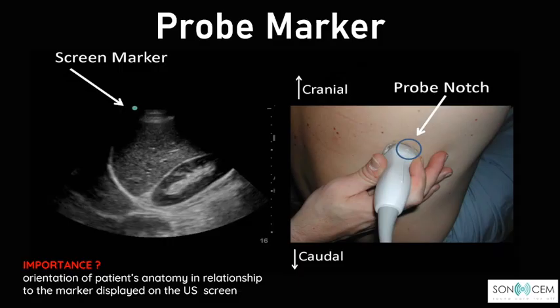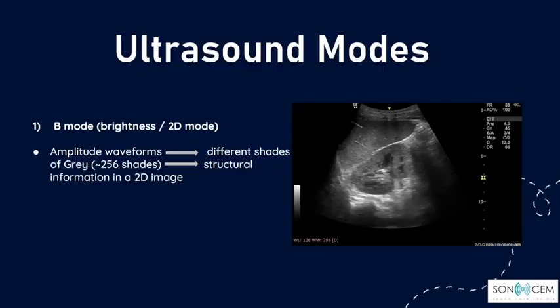Talking about the probe, one should not forget about the probe marker. The probe marker will be present at the side of the transducer, marked as a notch, a dot, colored line, or a light indicator. This marker eases the orientation of the patient's anatomy in relation to the marker displayed on the ultrasound screen. And this marker should always be pointing towards the patient's right or cranium.